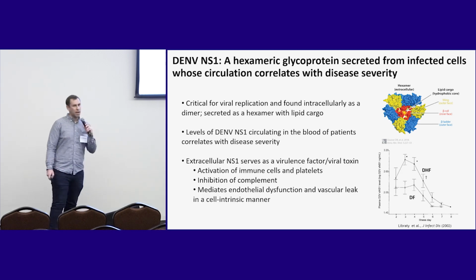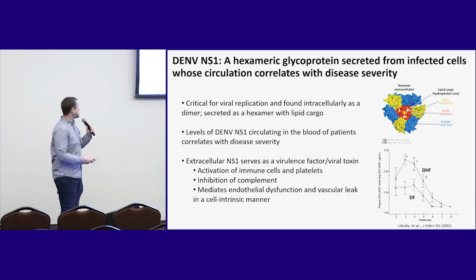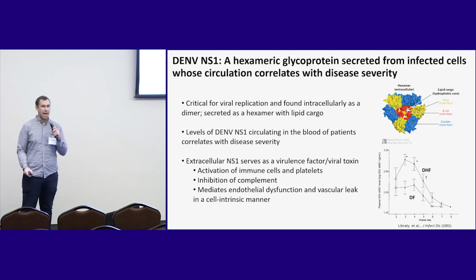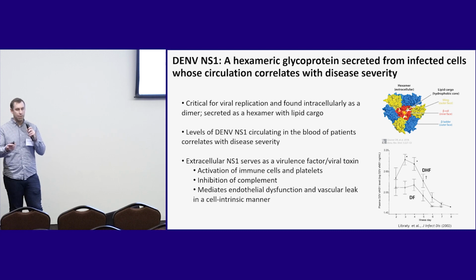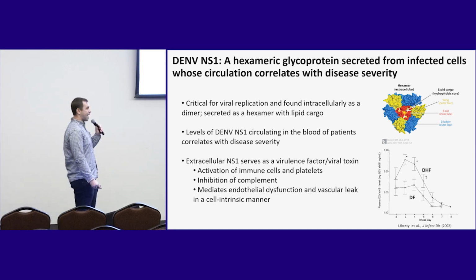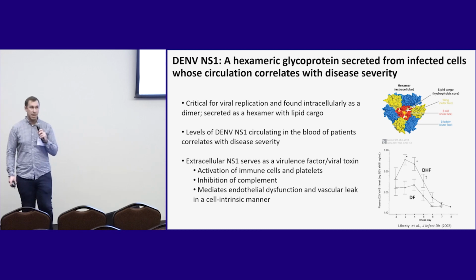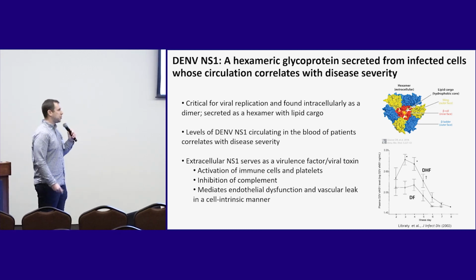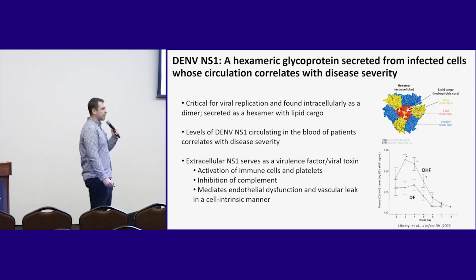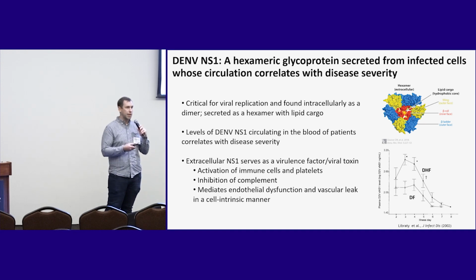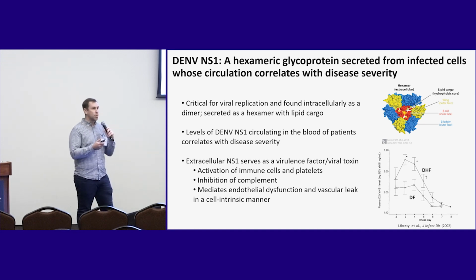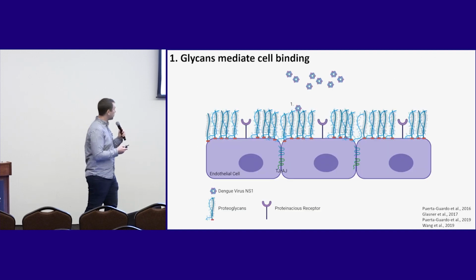Now, the work of us and others has shown many times that extracellular NS1 contributes to severe disease by functioning as a virulence factor or a viral toxin. And it does so by activation of immune cells and platelets, inhibition of complement, and through a direct mediation of barrier dysfunction in a cell-intrinsic manner. And the reason that this is important is because you can protect mice from lethal flavivirus challenge through either passive transfer of anti-NS1 antibodies or by vaccination. So this is a critical pathway.